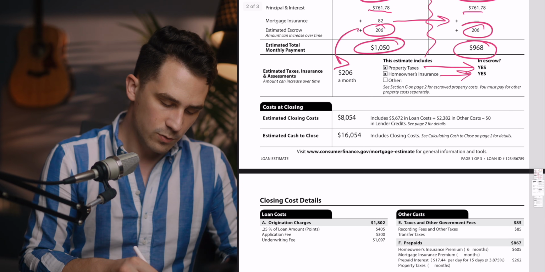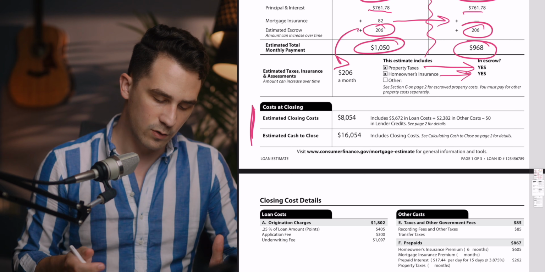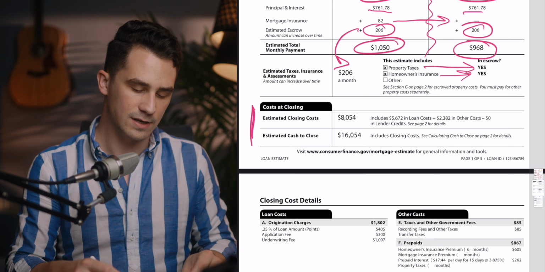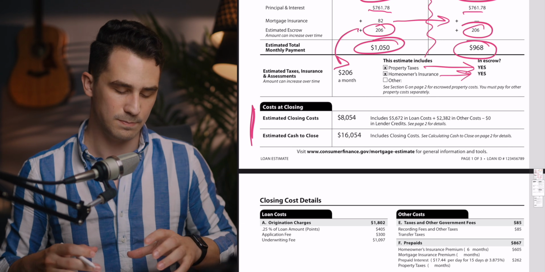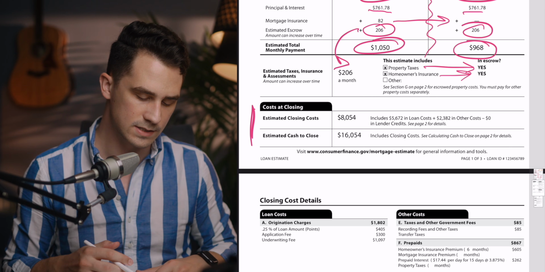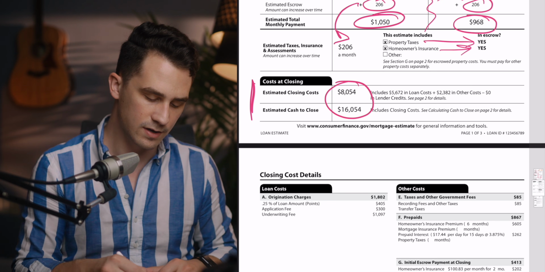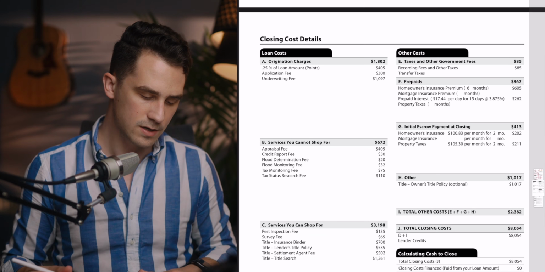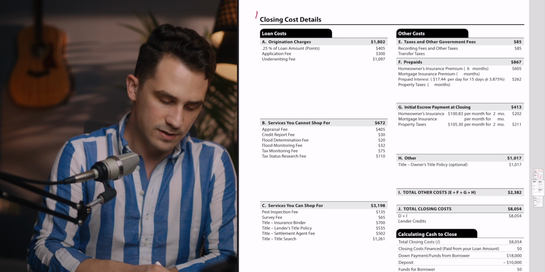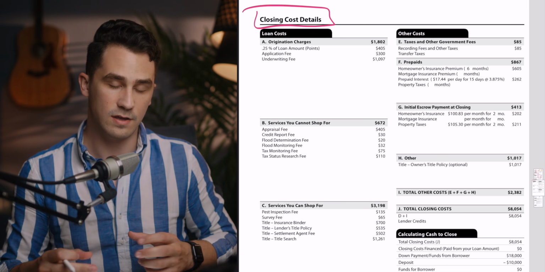Okay, right here we have a brief summary. However, I don't like looking at this section because it doesn't really tell us a ton. Page 2 is going to break down all of our closing cost details. This is just a summary of page 2. Okay, so let's look at our closing cost details. This is where everything is included.